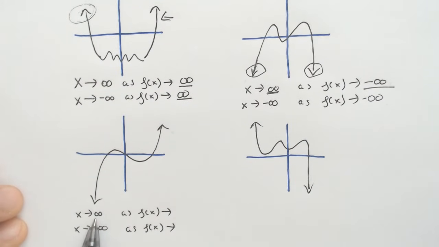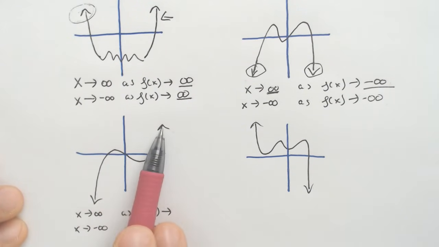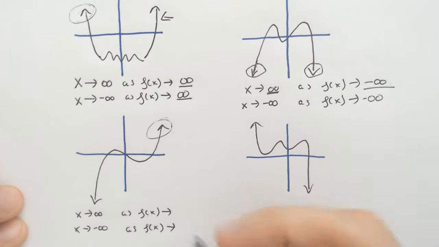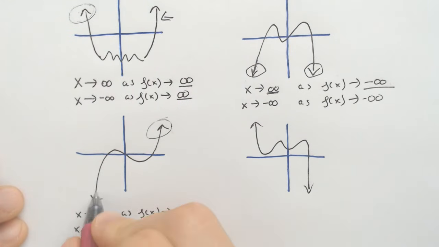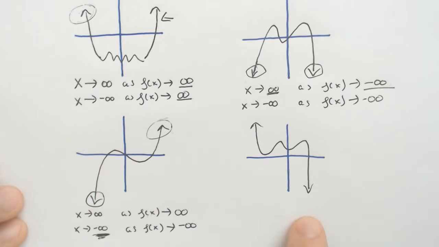As x approaches positive infinity, on the right side, f of x is going up. On the right side of this graph, the line is going up. So I put positive infinity there, or just infinity. On the left side, as x approaches negative infinity, this graph is going down on the left side, so this is negative infinity there. And now we have one more.